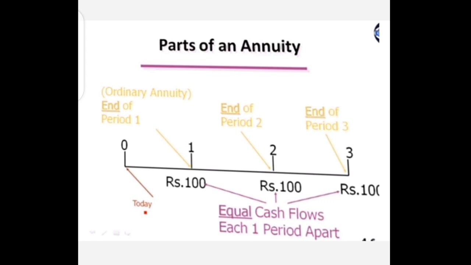They are each one period apart. So every period we are paying an amount. That is how the parts of an annuity are and how the annuity payments are being made. I hope you understood the parts of an annuity.